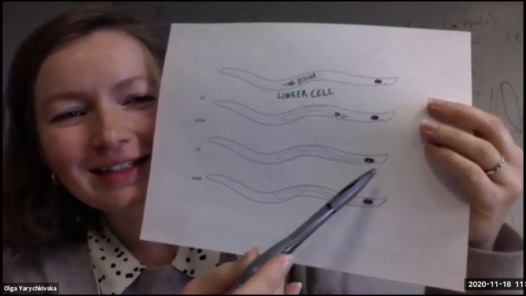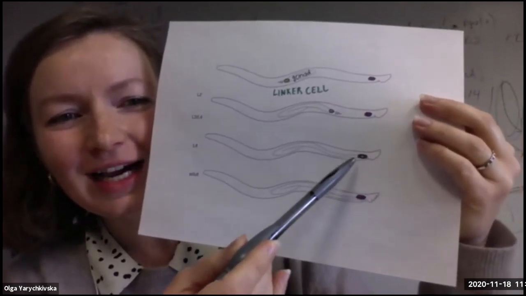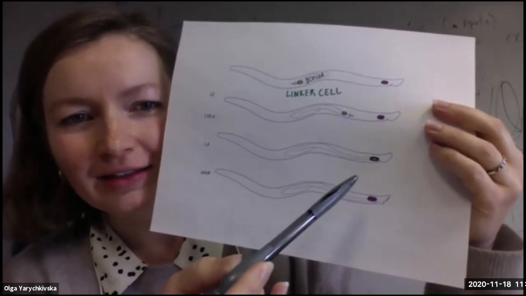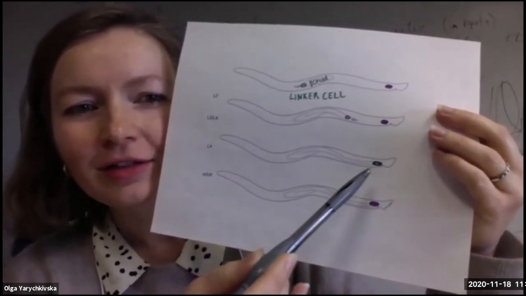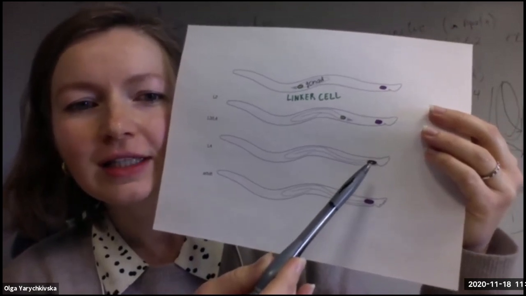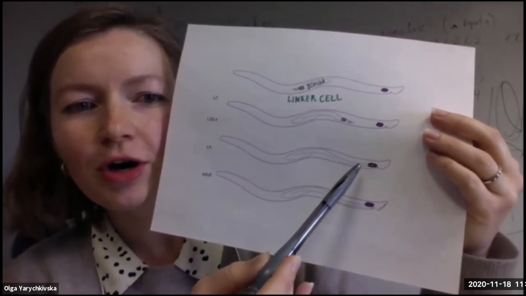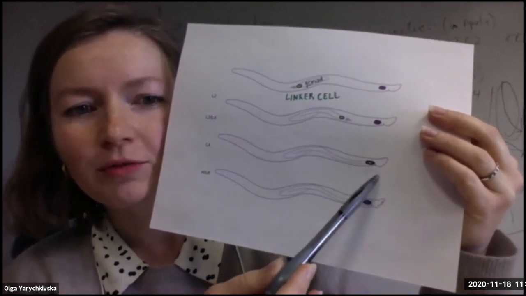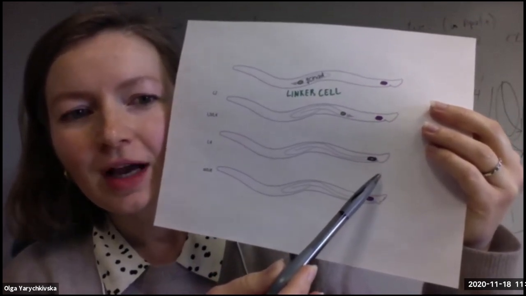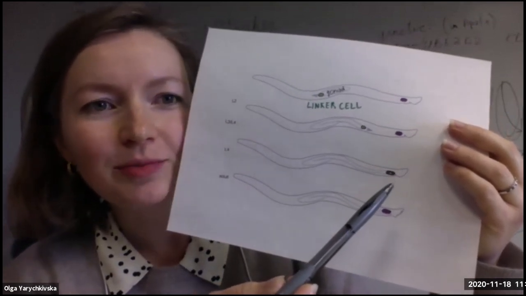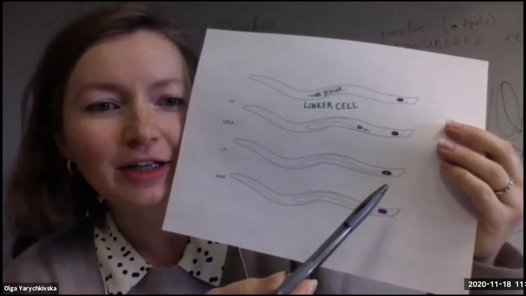And then once this green cell, the linker cell, reaches the tail of the animal, it dies there. And it has to die there because if it doesn't die, it kind of clogs this connection that the gonad makes with the cloaca, which allows the sperm of the worm to release. So essentially, it will result in the animals being infertile and sterile.